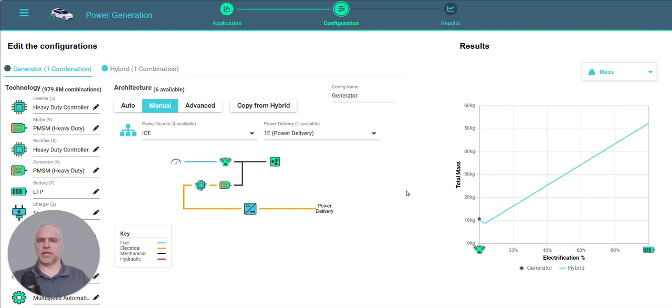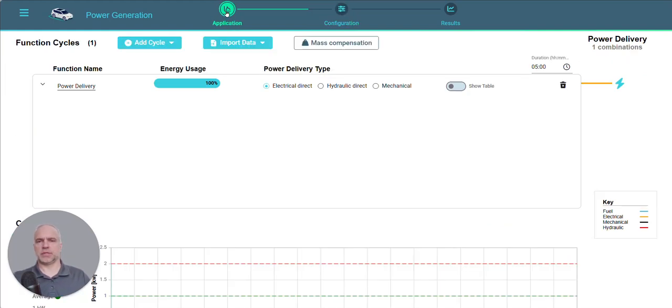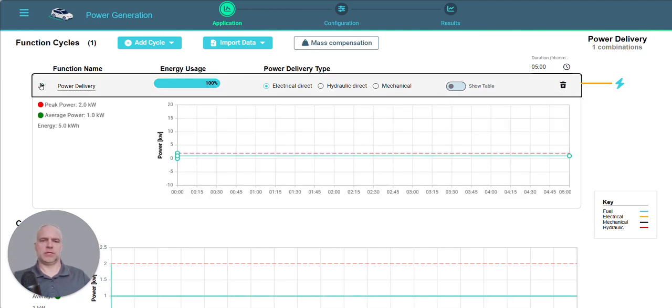Today we're looking at using ePOP concept to evaluate and analyze different ways to deliver power. We're going to start at the application screen where the cycle is loaded. In this case, it's an electrical power delivery, 1 kilowatt average, 2 kilowatt peak over this 5-hour duration. So a simple cycle, 5 kilowatt hours total.